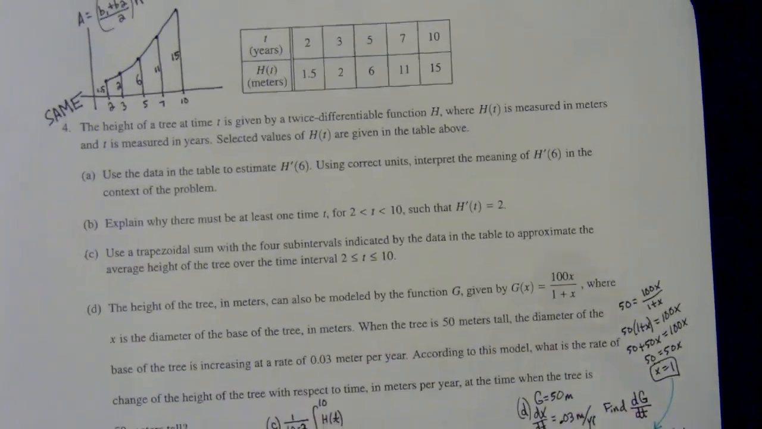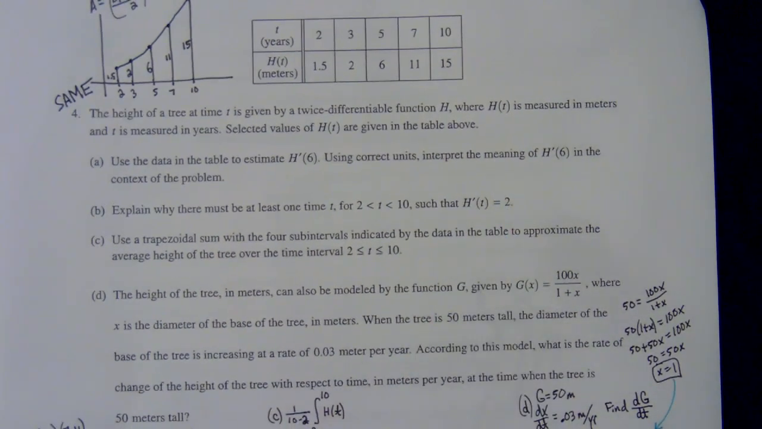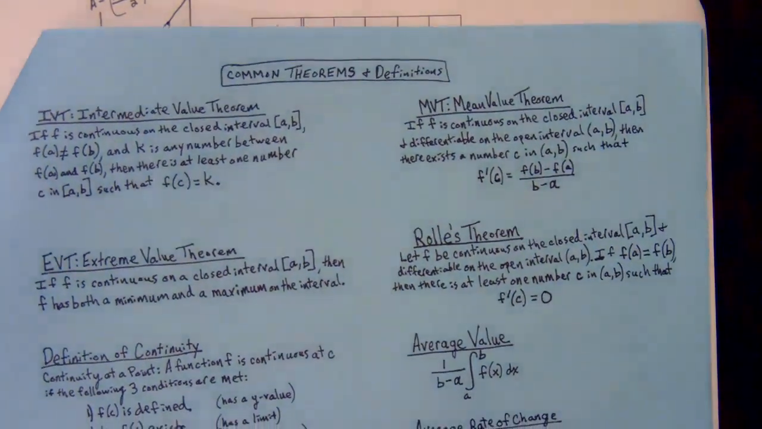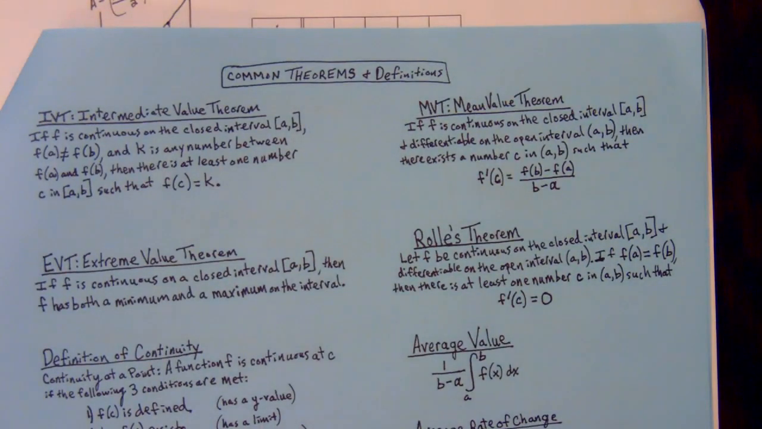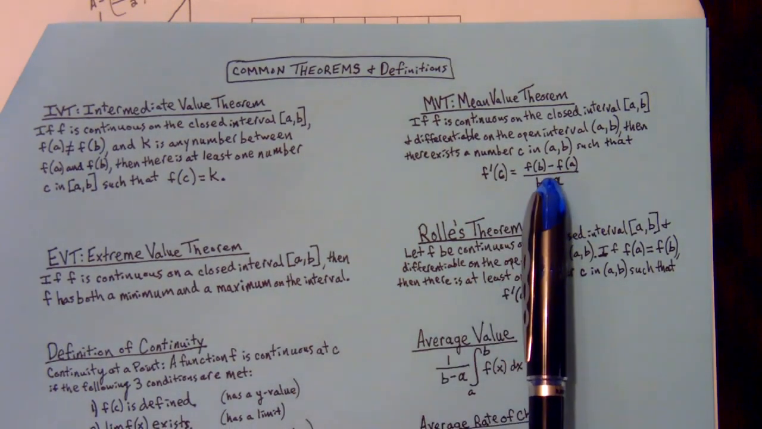Letter B says explain why there must be. That sounds like theorem talk all the way. And when I see derivative is equal to a number, I'm thinking Mean Value Theorem right away. Please rewatch that theorem video if you're struggling with some of these theorems. Just the very beginning of that video, I reteach these big theorems. If you see the derivative is equal to a number, that's the Mean Value Theorem.